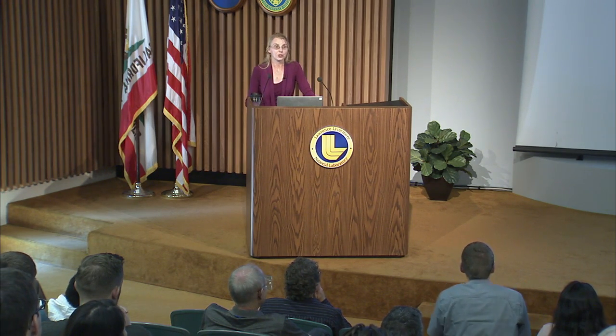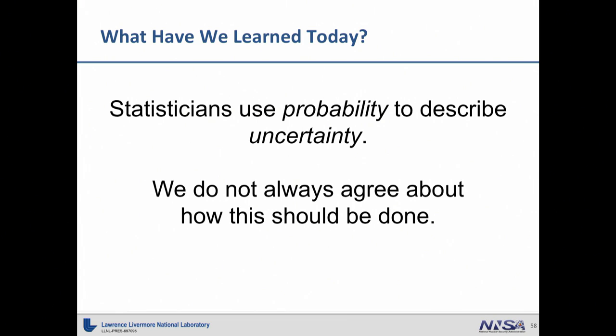So, what have we learned today? Well, you have learned that statisticians use probability to describe uncertainty, and that we don't always agree as to how that should be done. You have learned that it's not just about the Bayesians versus the Frequentists. We also have the Frequentists versus the Frequentists and the Bayesians versus the Bayesians in a giant statistical scrum. John Tukey once said the collective noun for a group of statisticians is a quarrel.